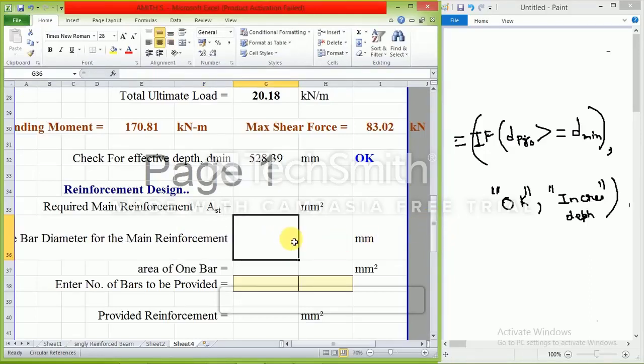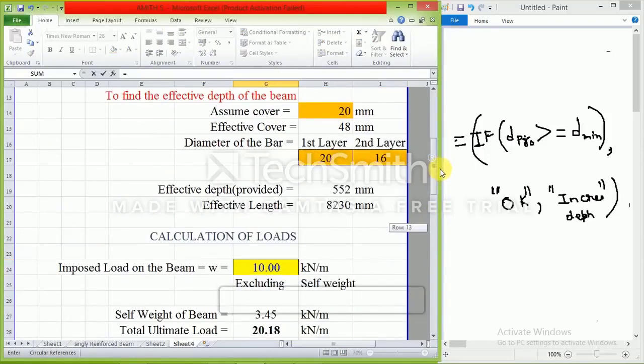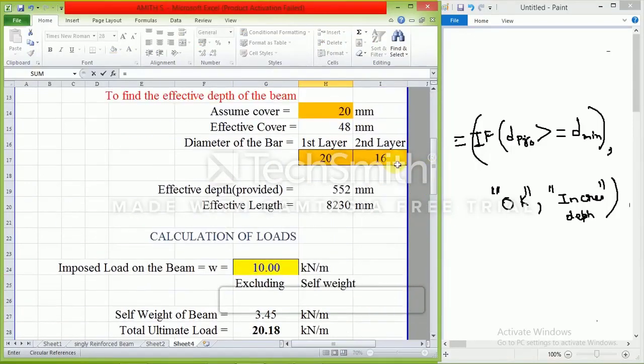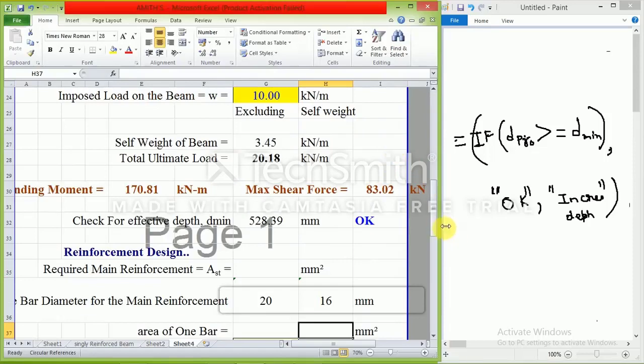So we had already predefined it. I am giving equals. I am going up. See, diameter of the bar, first layer and second layer. First layer already defined, so I am giving enter. So it is coming to be 20. Again, second layer is 0. How much? It is 16. It is directly coming here.